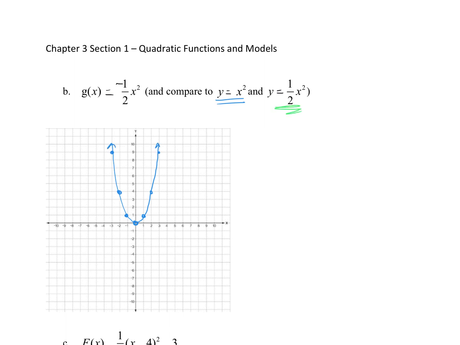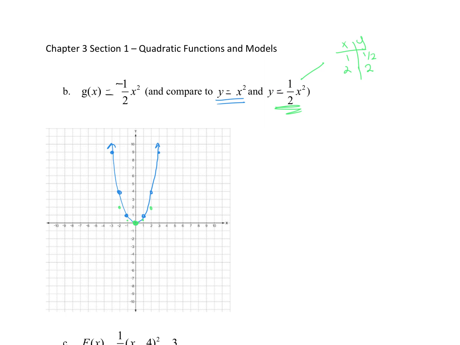Let's graph this one and see what happens with the 1/2. So that 1/2 is not changing the vertex. It's a stretchy thing. So that dot's still going to be there. And let's just plug in points. If I plug in 1, 1 squared is 1 times 1/2 is 1/2. Oh, these y values are getting half as much. So when I plug in 1, I'm at 1/2. If I plug in 2, 2 squared is 4. 4 times 1/2 is 2. So at 2, I'm at 2.